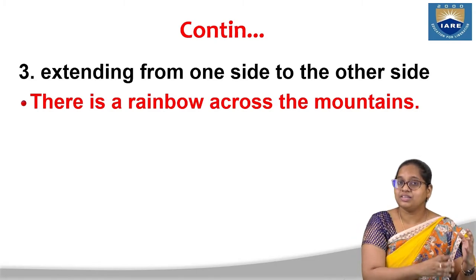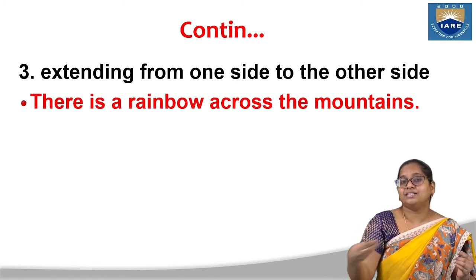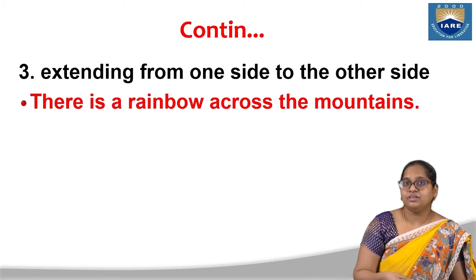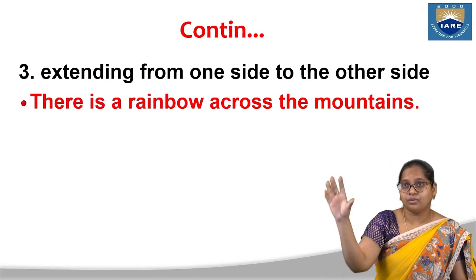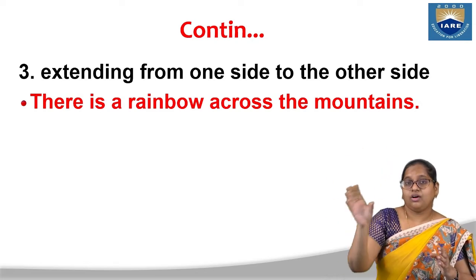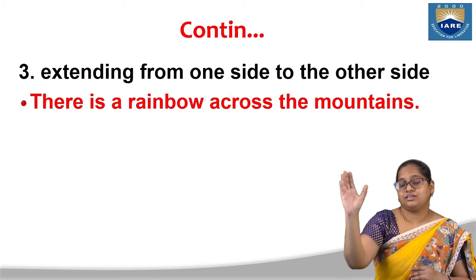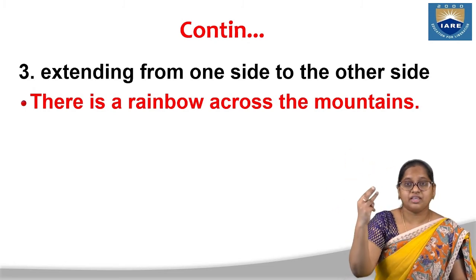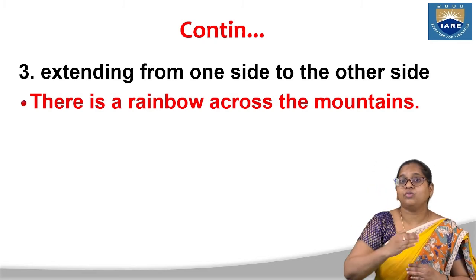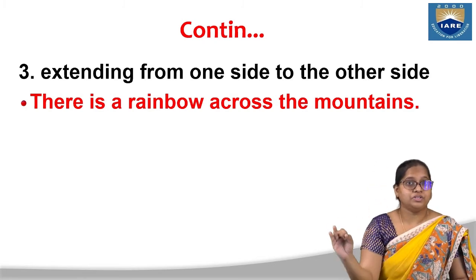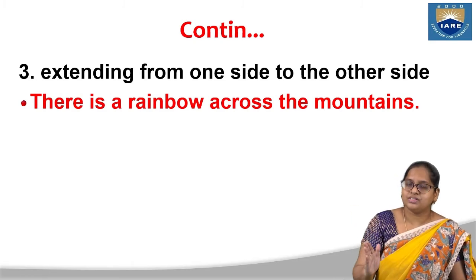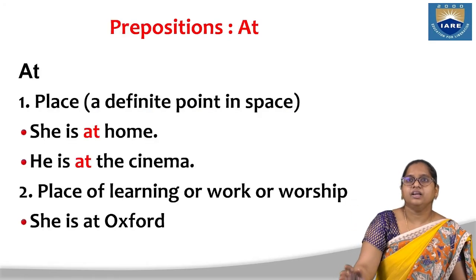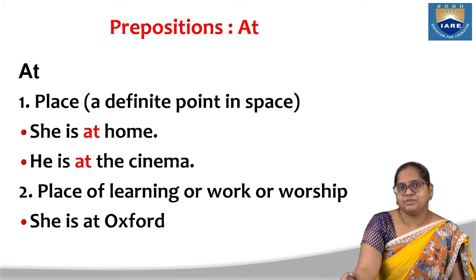That means it's something that has been started at one point and that's been extended. The example is, there's a rainbow across the mountains. So it spreads, that means it extended. So you have seen that across can be used to say on the other side, then moving from this side to the other side, and the third sense, extending from one side to the other side. Now let me take another preposition.